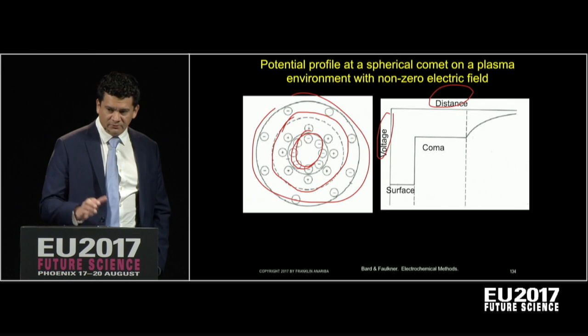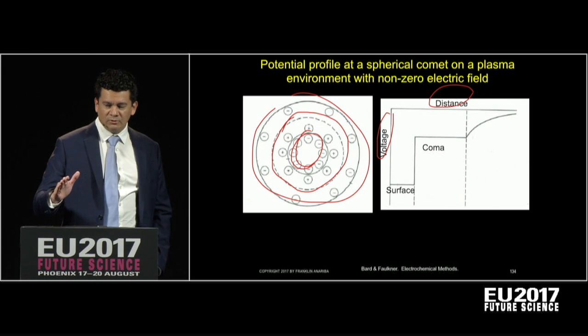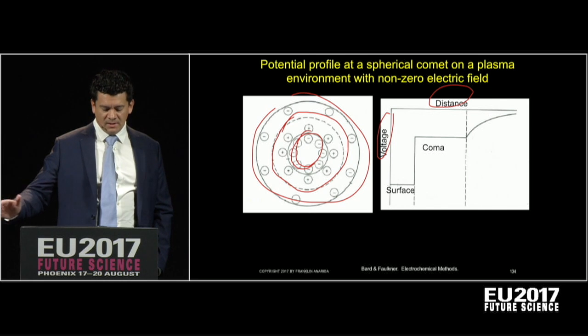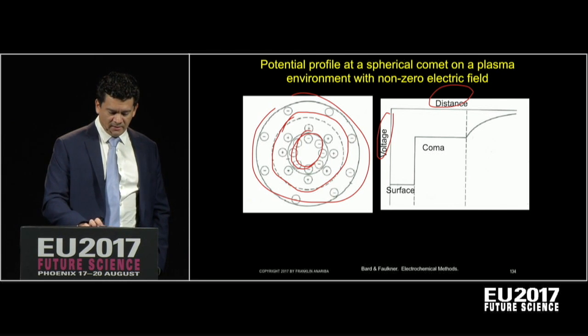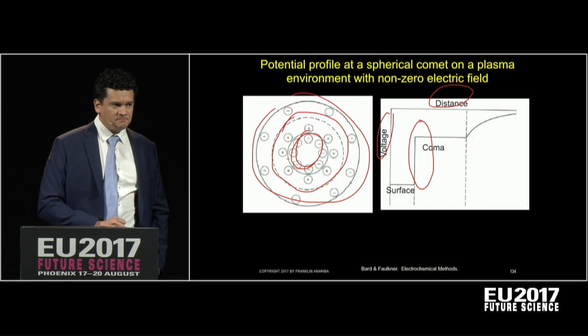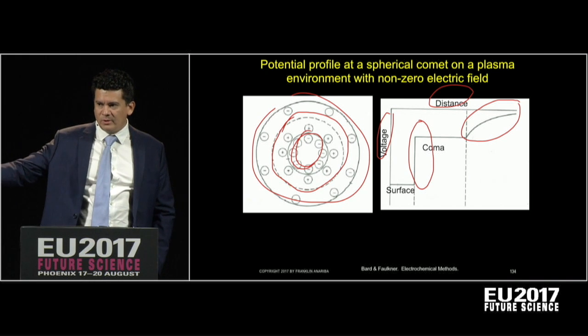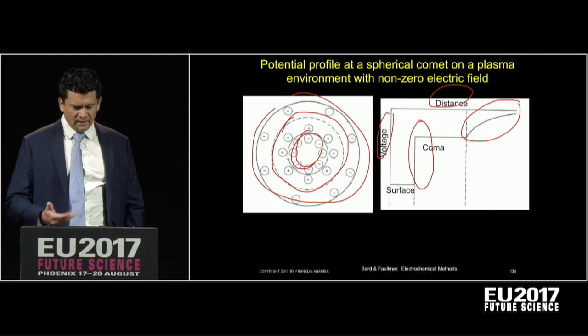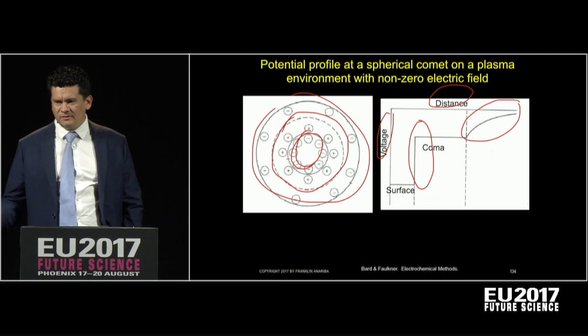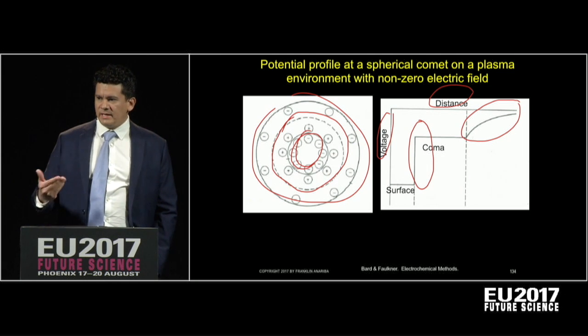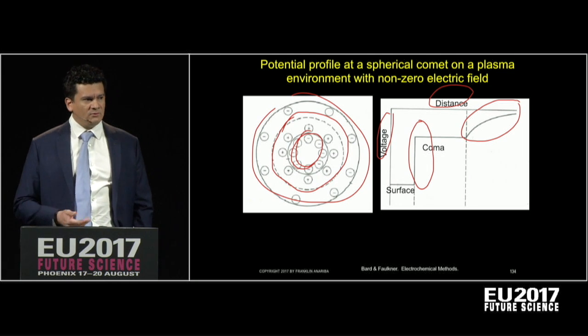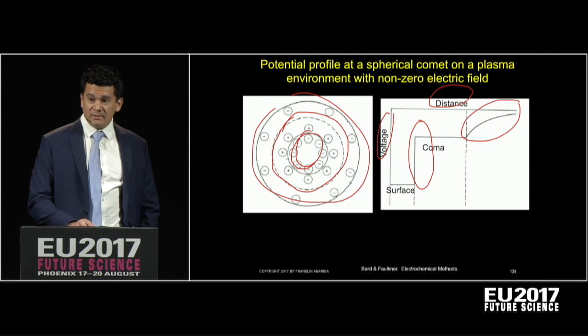There will be a voltage drop from the surface to the plasma environment of the comet. In this case, it's shown as a radical drop. It doesn't have to be that way, but this is how it's shown in this diagram. And there will be another gradual voltage drop at the end as we extend far away from the nucleus. So again, there's a voltage involved. There will be electric fields present. This is a non-zero electric field, and that would be enough to provide the energy required for ions to move about, collide, and give rise to chemical reactions.